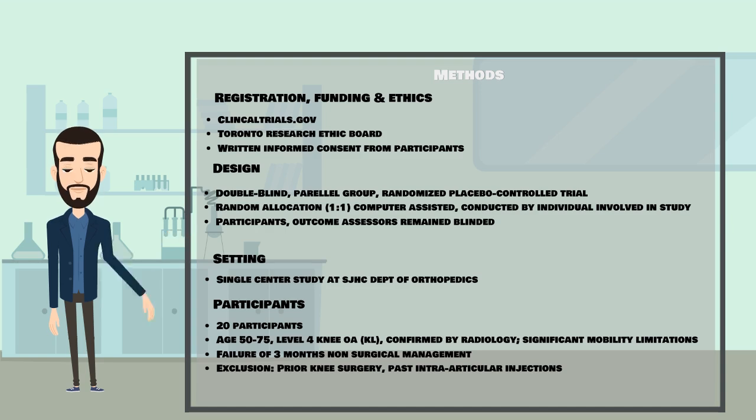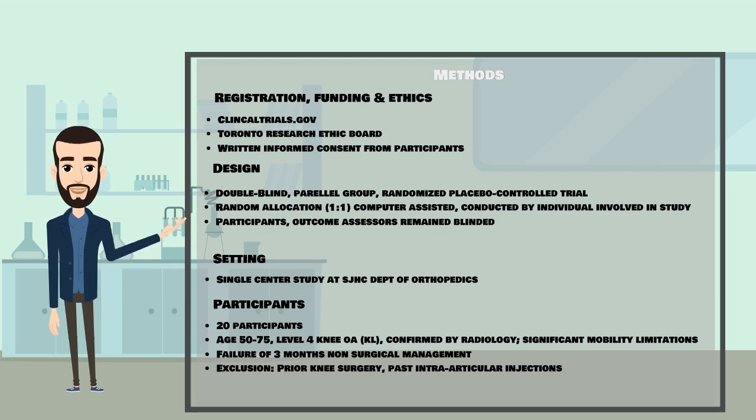This study was a double-blinded parallel group randomized placebo-controlled trial. Participants were randomly allocated using a 1-to-1 ratio to either the intervention mesenchymal injection group or the control normal saline injection group. Randomization was computer-generated and carried out by staff involved in the study. Participants and outcome assessors remained blinded throughout the study. This was a single-center study carried out at St. Joseph's Healthcare Centre, Toronto in the Department of Orthopedics.